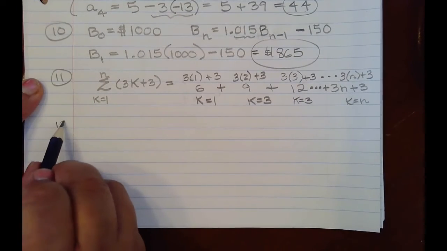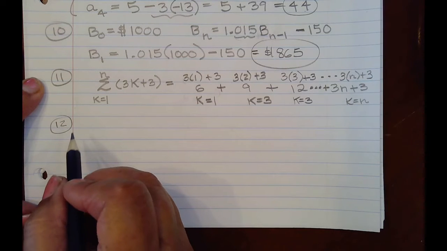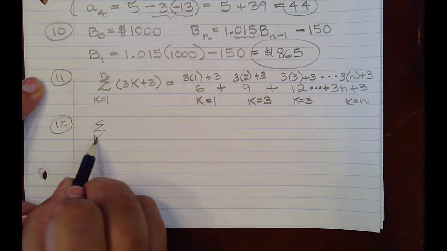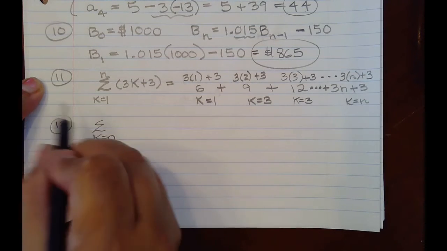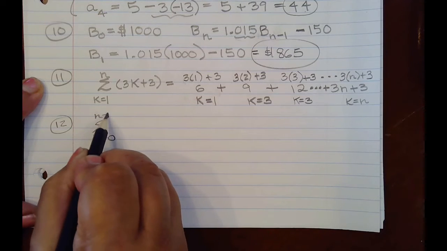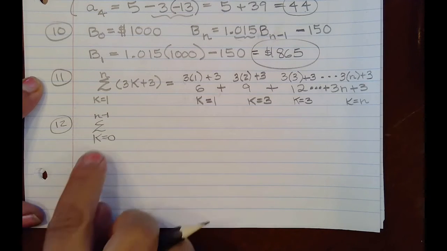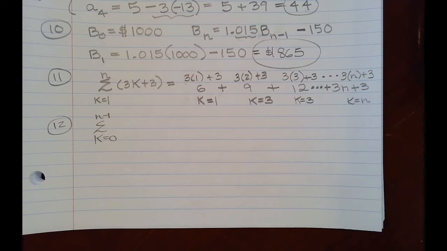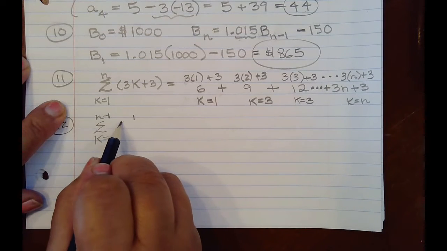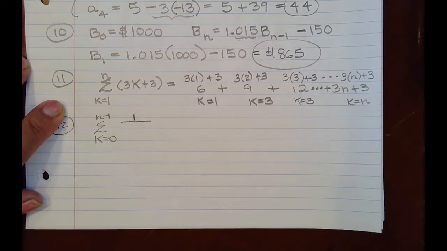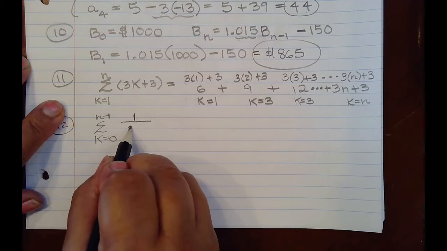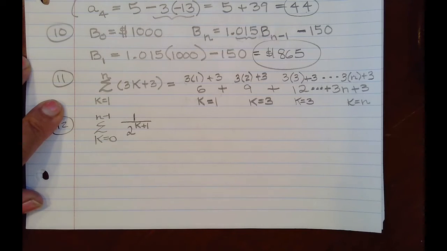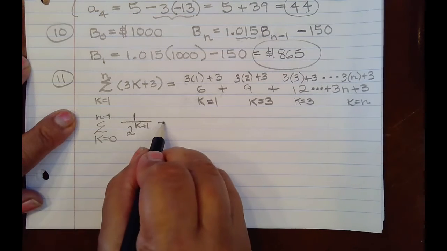Okay, problem number 12. You're starting off with a k value of 0, and you're going all the way up to, so they'll give you the starter value here and the ending value here. This is the formula that you're using, 1 over 2 to a power of k plus 1. Then we're going to write the terms.